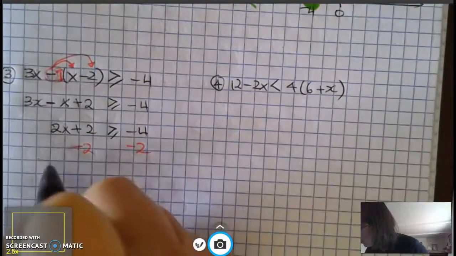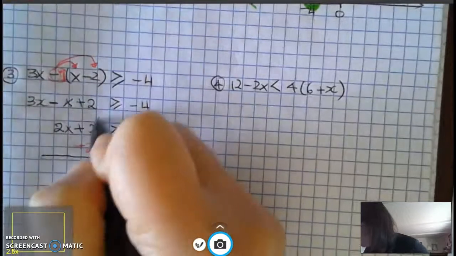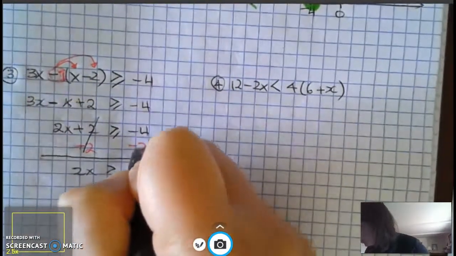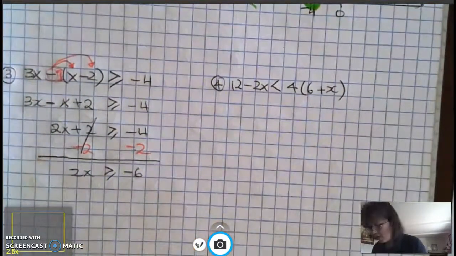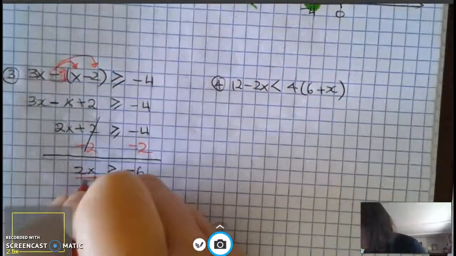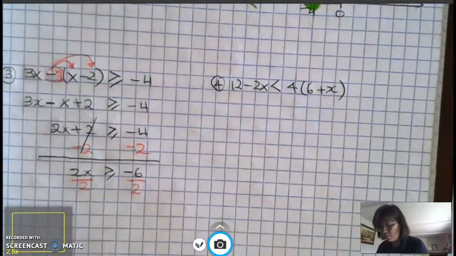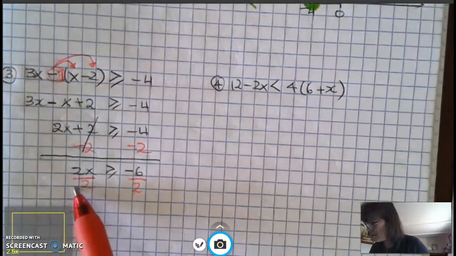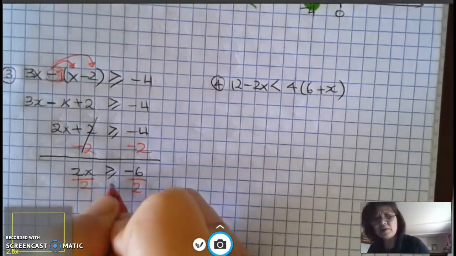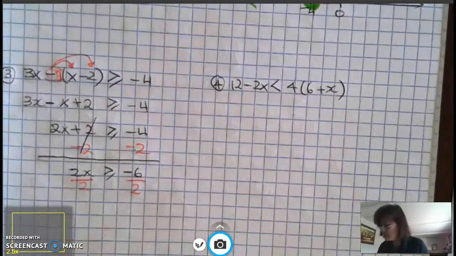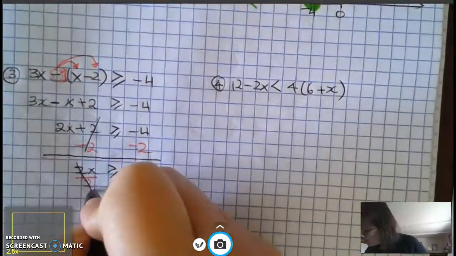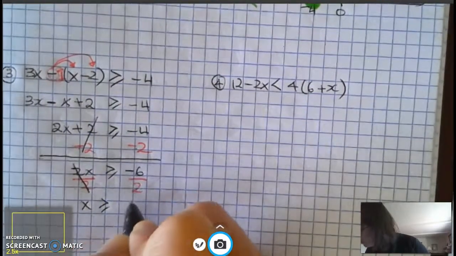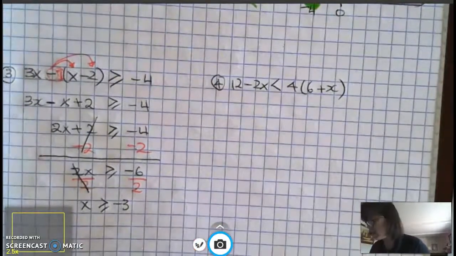And that leaves me with 2x on the left-hand side with the inequality. Negative 4 minus 2 is going to be negative 6. And then from here, I am dividing both sides by 2. And remember, this time, unlike number 2, I am dividing by positive 2. So I don't do anything to the inequality. The inequality sign stays the same. Then this 2 and 2 cancel out, and you're left with x is greater than or equal to 6 divided by 2 is 3. So it becomes negative 3.